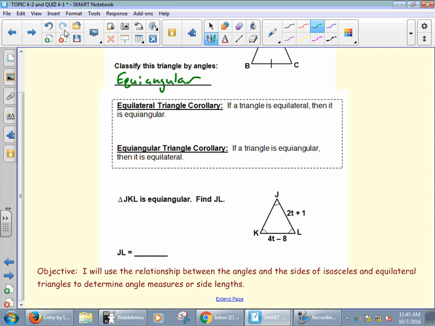They want to know what JL is. JL is a line. It's not an angle. Each angle up there, J, K, and L, each angle is how much? You just said it. 60. Well, because there's a homework question that I'm not going over in the notes, so I'll show you that before we break. So all the sides are what in an equilateral triangle? Equal. So I would set those two equal. So I'm going to say 2t plus 1 equals 4t minus 8.